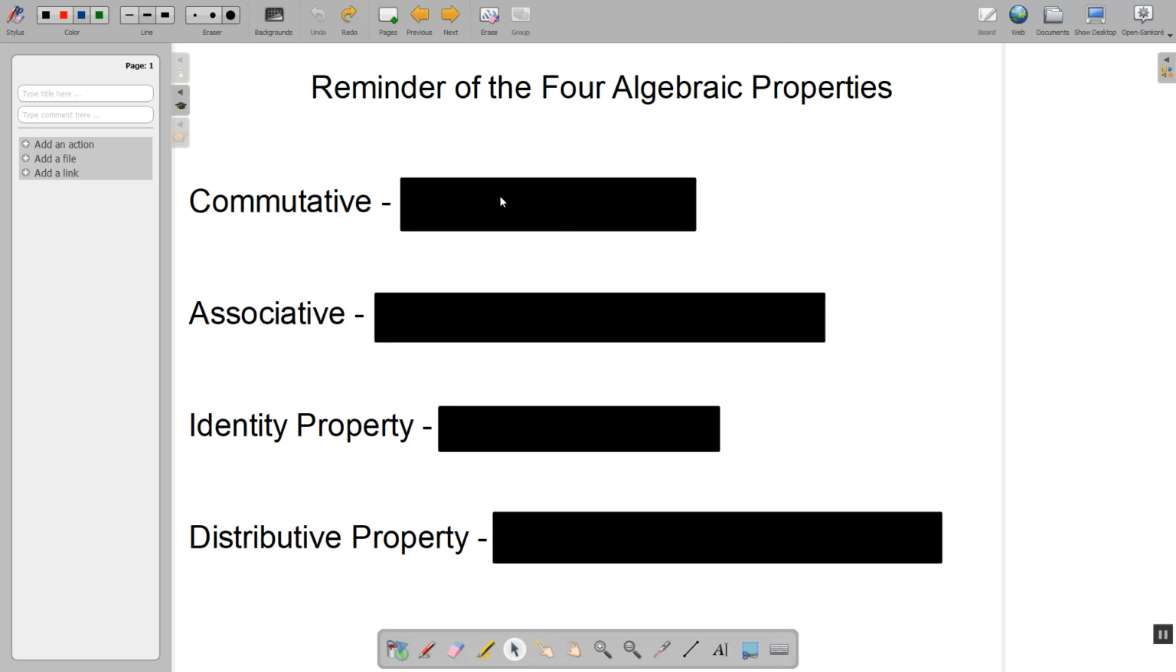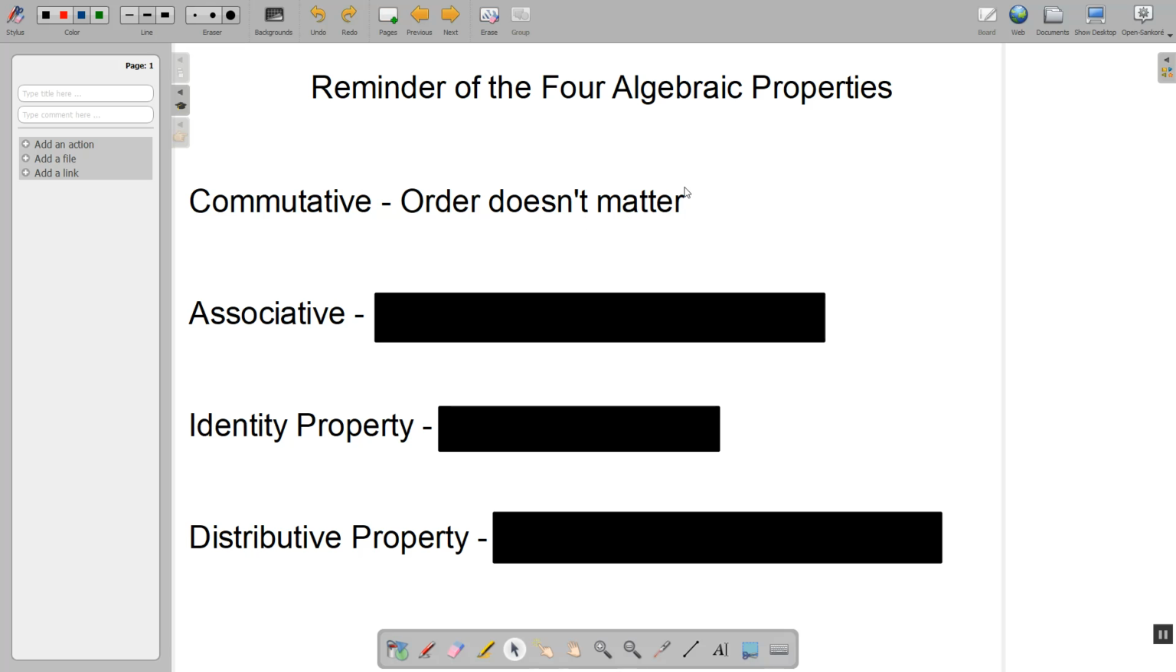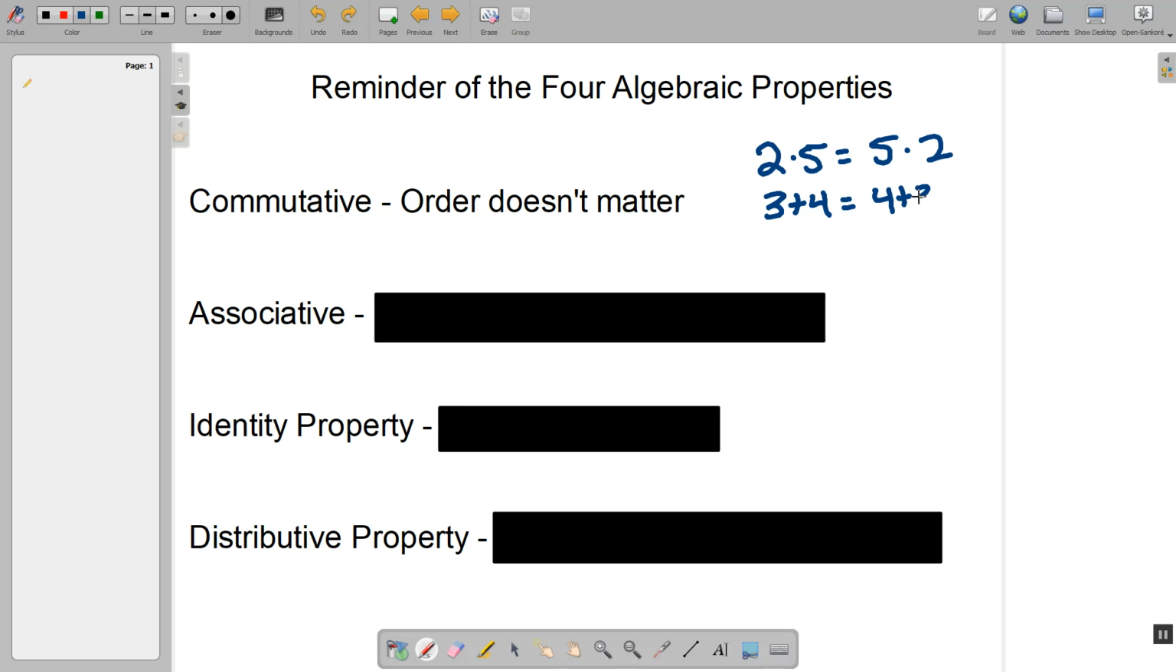The commutative property is the one that I think almost everybody gets right on the first try, which is order doesn't matter. For example, in multiplication, order doesn't matter. So something like 2 times 5 will give you the same answer as 5 times 2. So multiplication is commutative. The same can be true for addition. 3 plus 4 will give you the same answer as 4 plus 3.